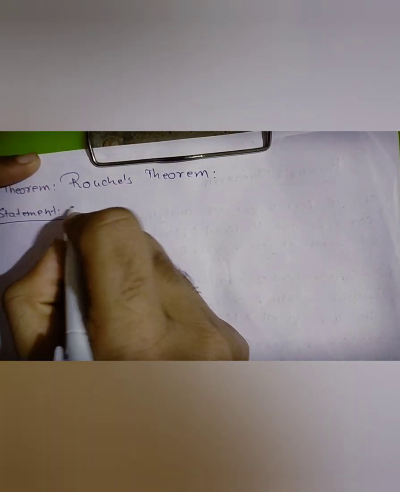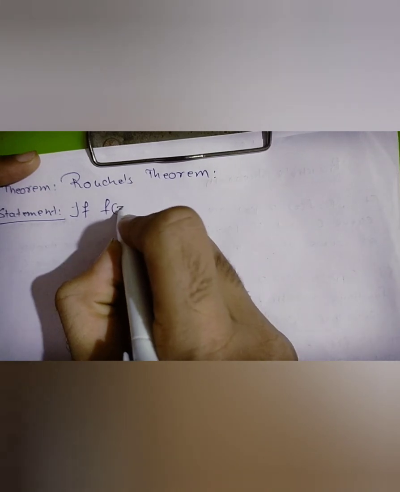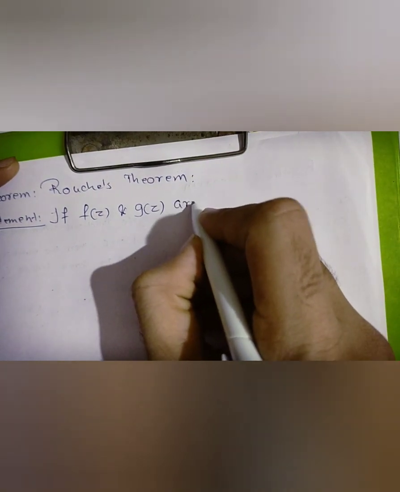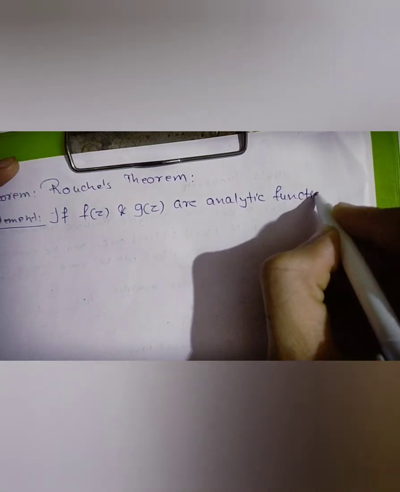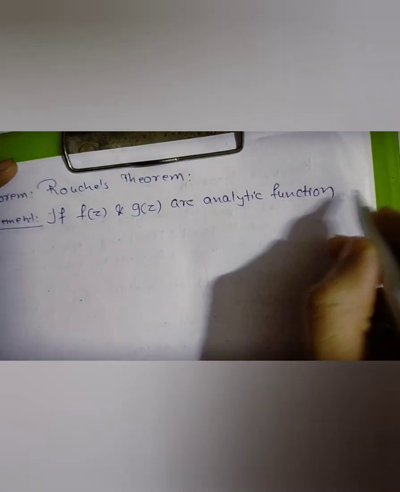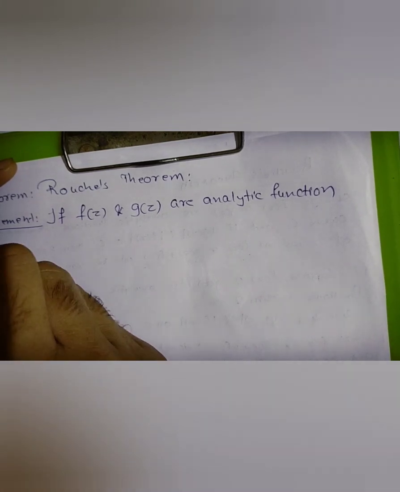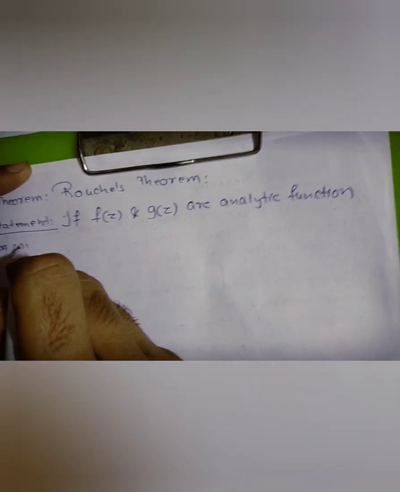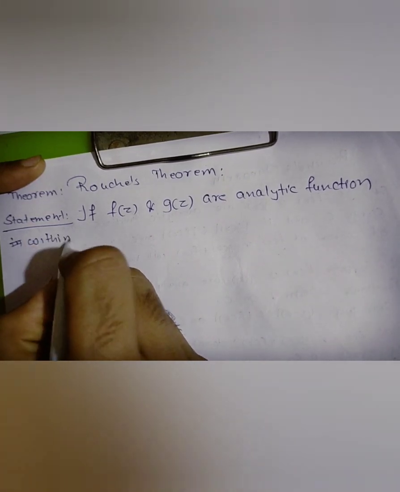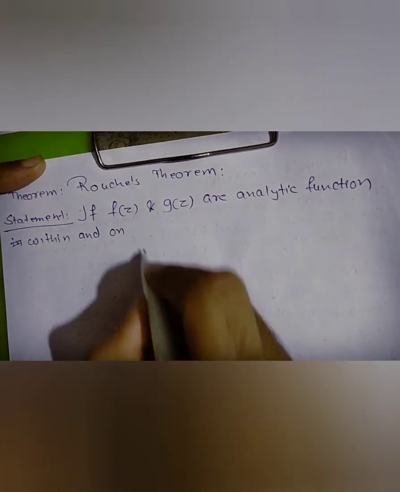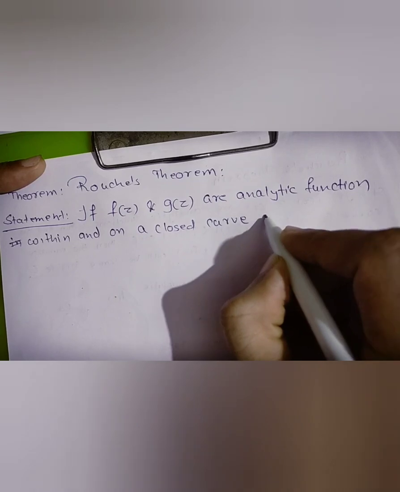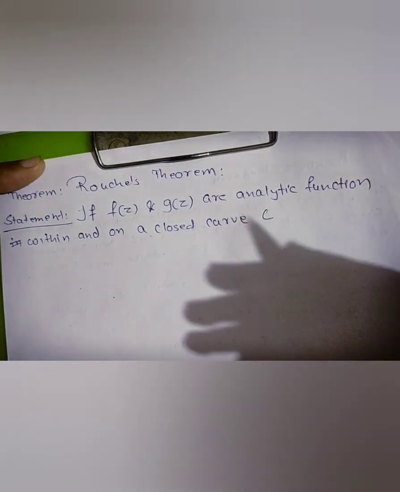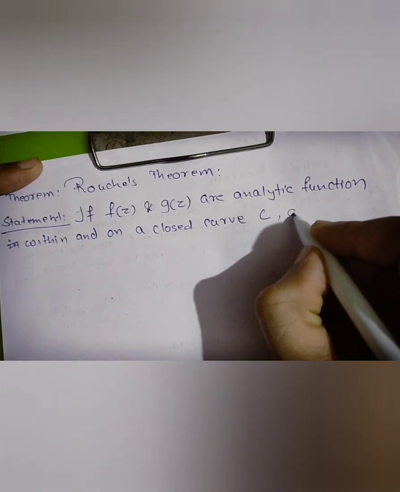So the statement is simply: if f of z and g of z are analytic functions within and on a closed curve C. We can say it is a contour as well, the contour C, and along with that it should satisfy a condition.